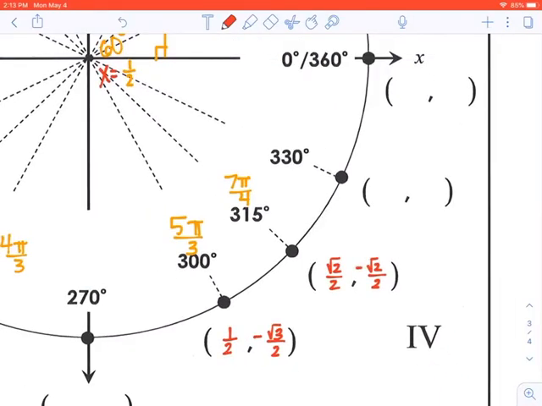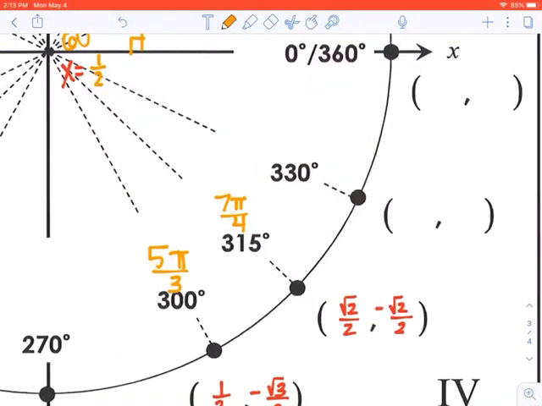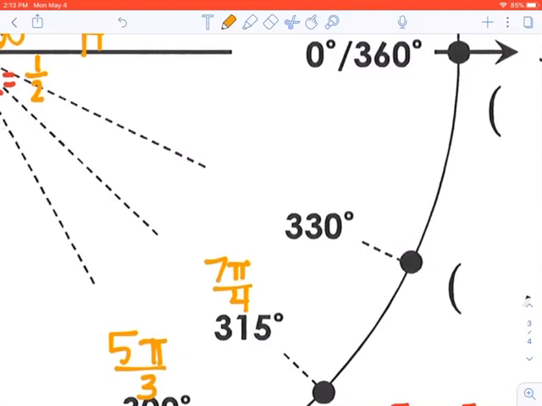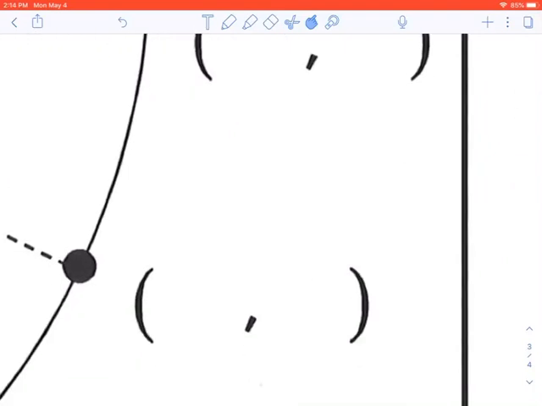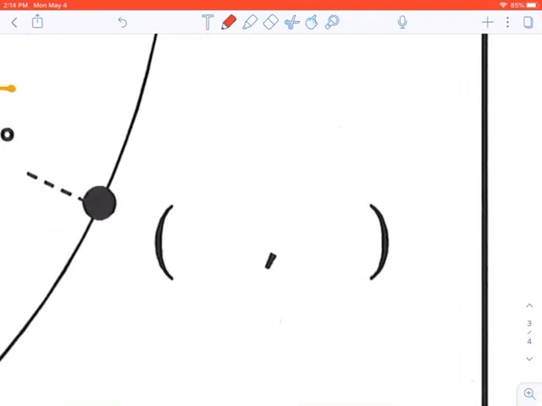And then the last angle is going to be 330 degrees. This has 11 pi over 6 as a radian measure. I'm going to rewrite it. All of the over 6's, pi over 6, 5 pi over 6, 7 pi over 6, and 11 pi over 6, these all have a 30-degree reference angle. Your 30-degree angle had a point of root 3 over 2, 1/2. But in the fourth quadrant, the y is negative.